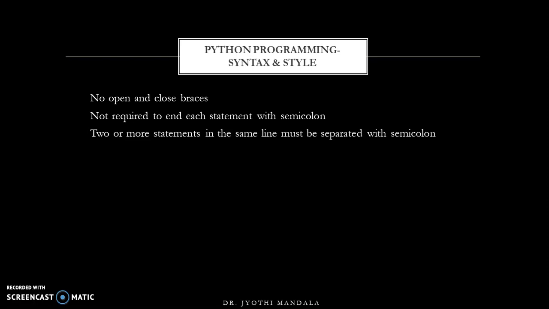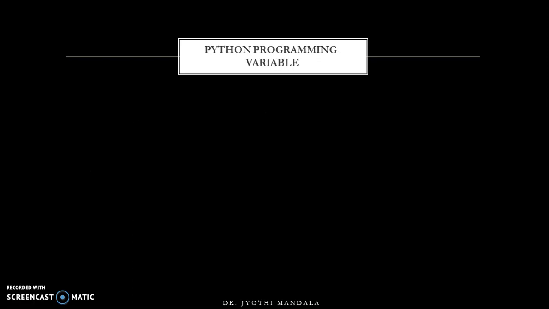But if you have two or more statements in the same line, those statements should be separated with a semicolon. If you consider this example, I'm assigning a value of 10 and b value of 20, and both should be separated with a semicolon. But if you write these two statements in two separate lines, then it is not mandatory to end those statements with a semicolon. We have another terminology in Python programming which is called suit. Suit is nothing but a block of statements. A block of statements is termed a suit in Python programming.